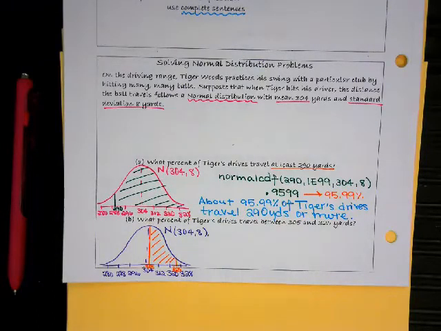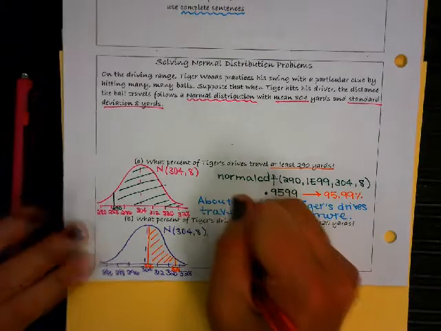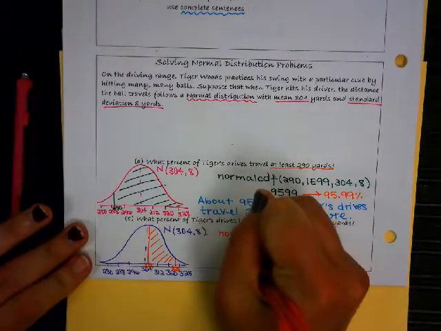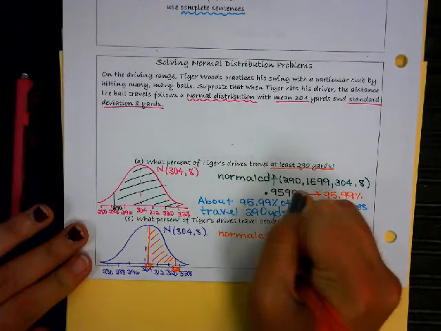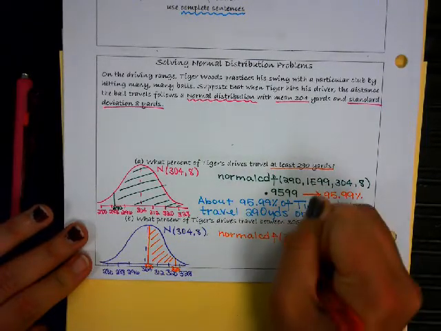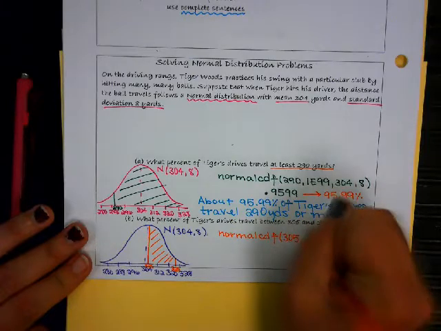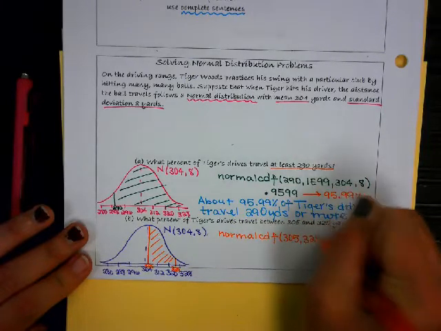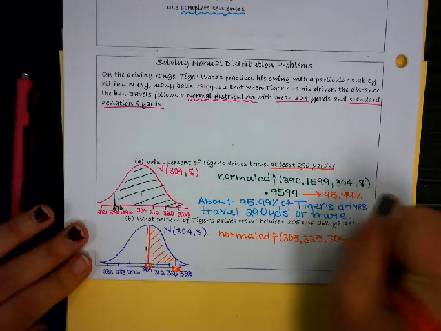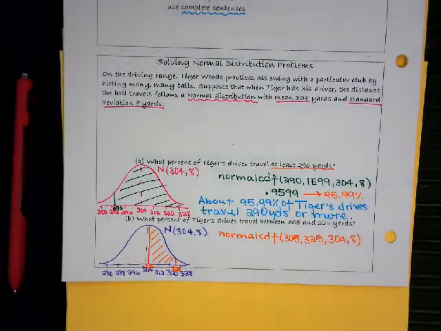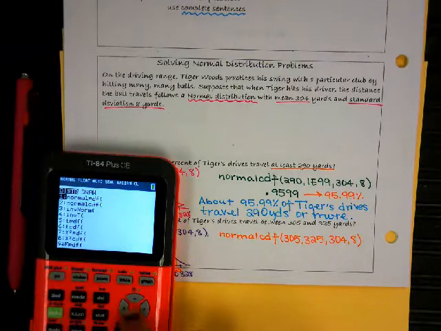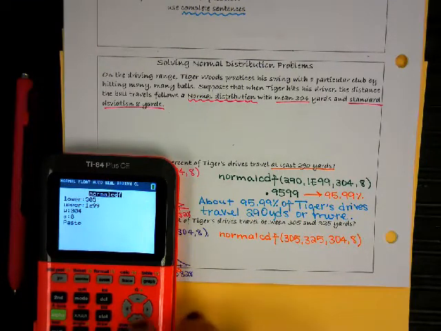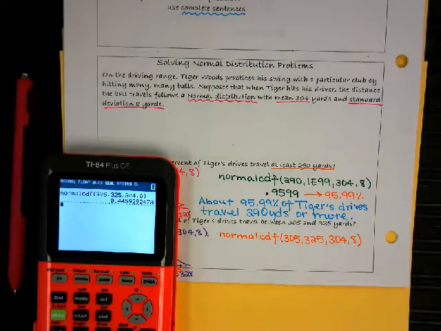So then I'm going to put normal CDF. My lower bound is 305. My upper bound is 325. The mean is still 304, and my standard deviation is 8. And I get, bless you, 0.4459 for this one.